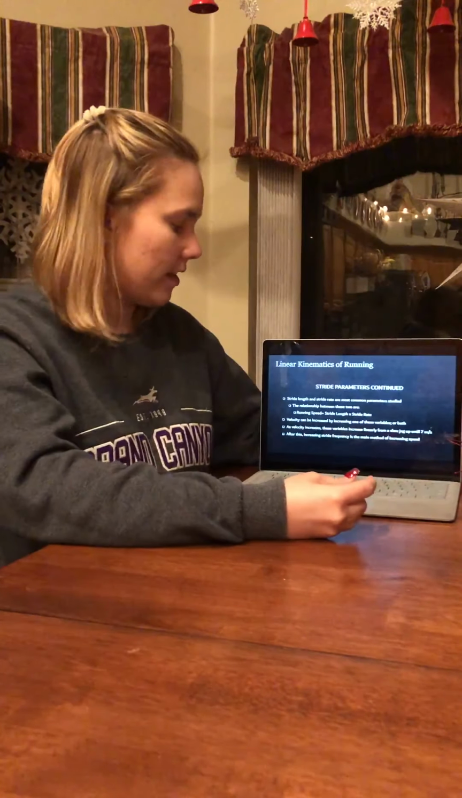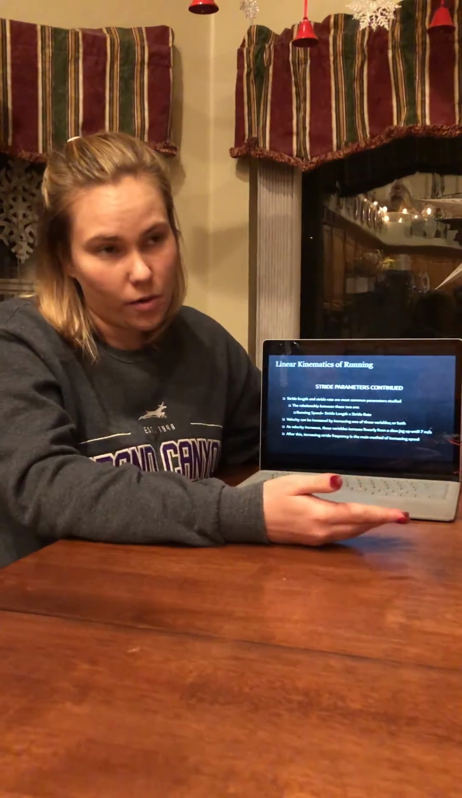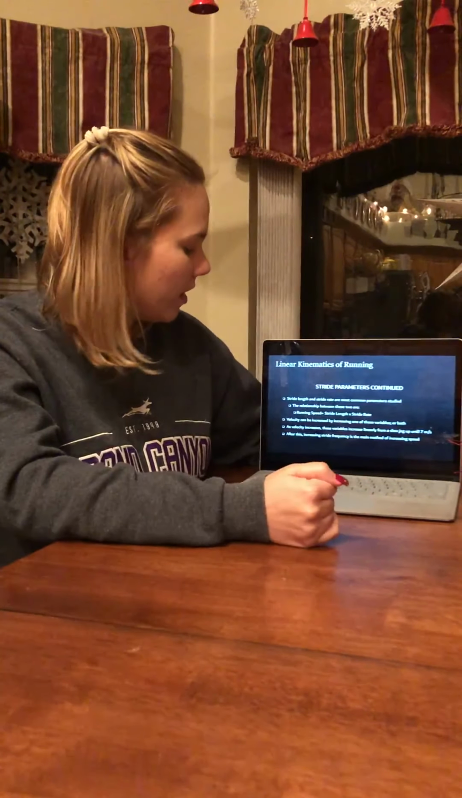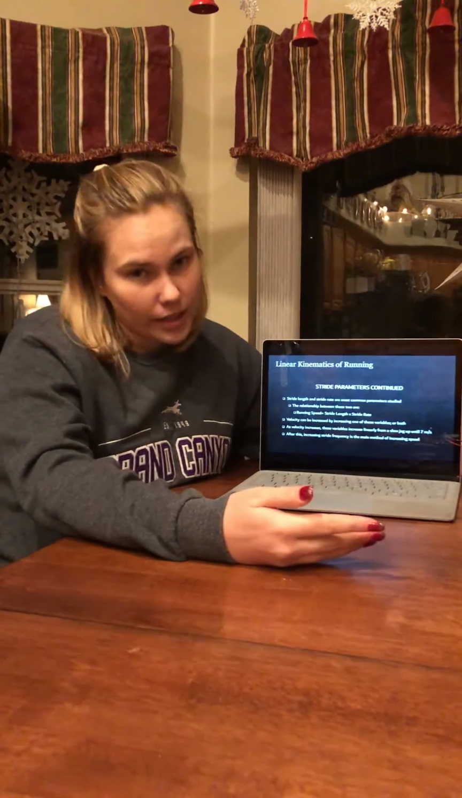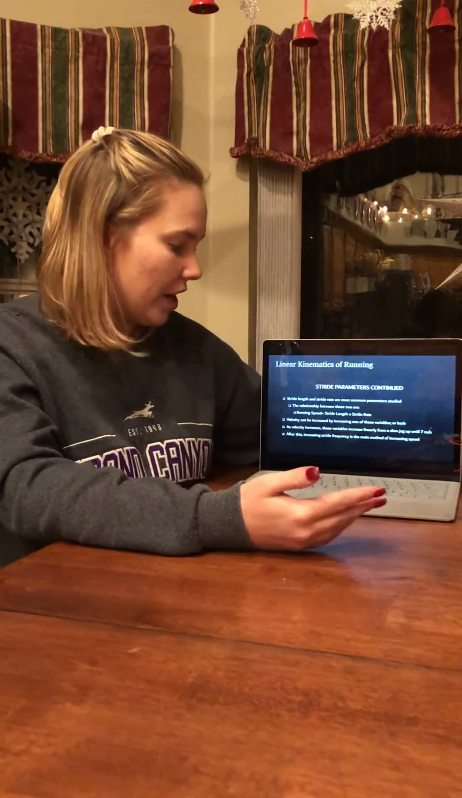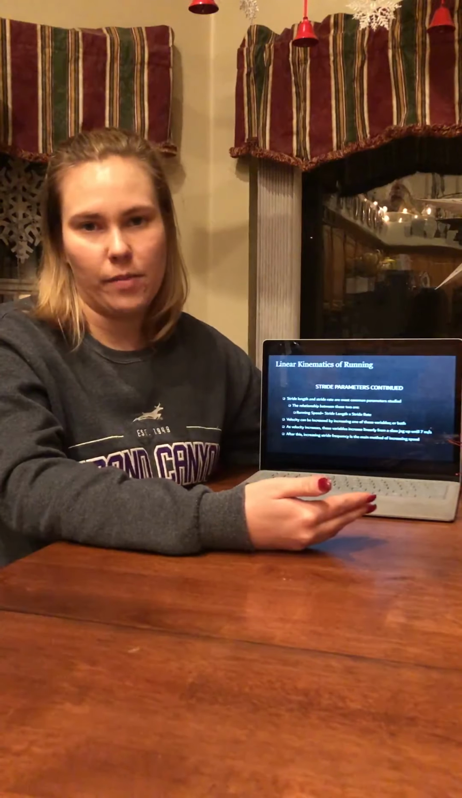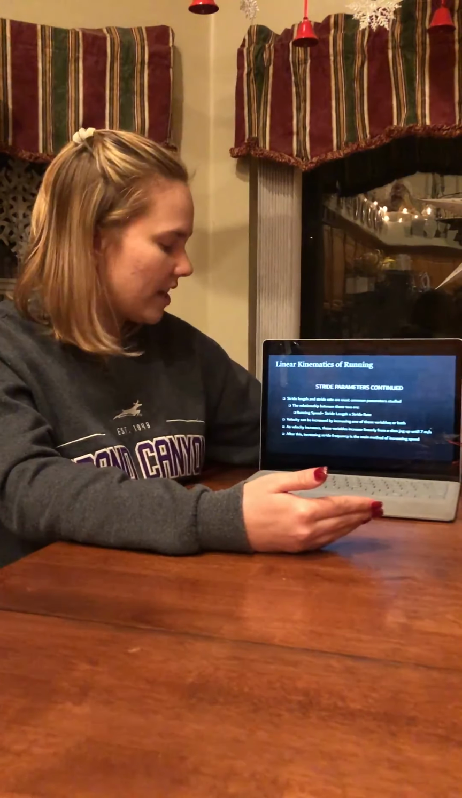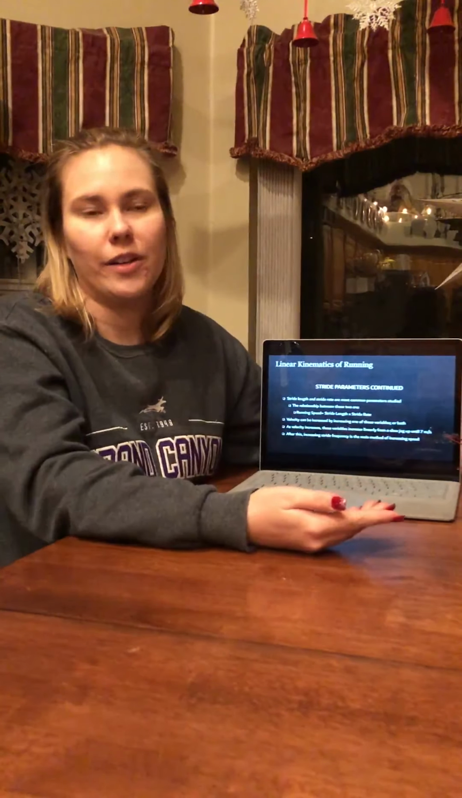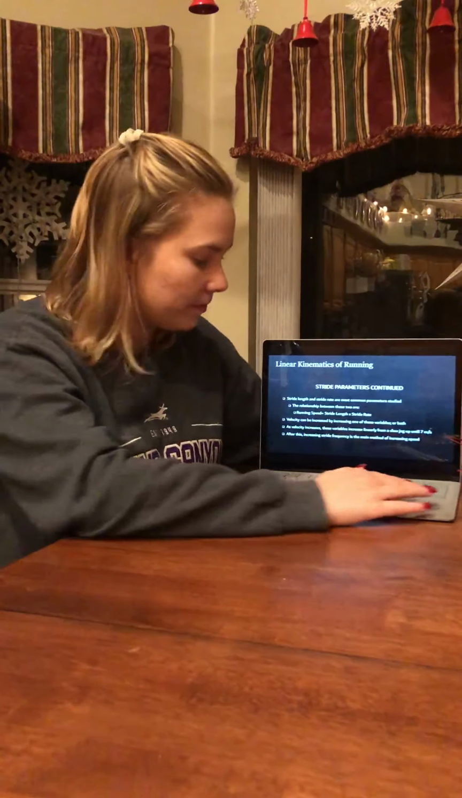Stride length and stride rate are the most common parameters studied. The relationship between the two is that running speed equals stride length times stride rate. Velocity can be increased by increasing one of these variables or both. As velocity increases, these variables increase linearly from a slow jog up until about 7 meters per second. Once we reach 7 meters per second, increasing stride frequency is most commonly used, because you can only increase your stride length so much according to your leg length and your size.